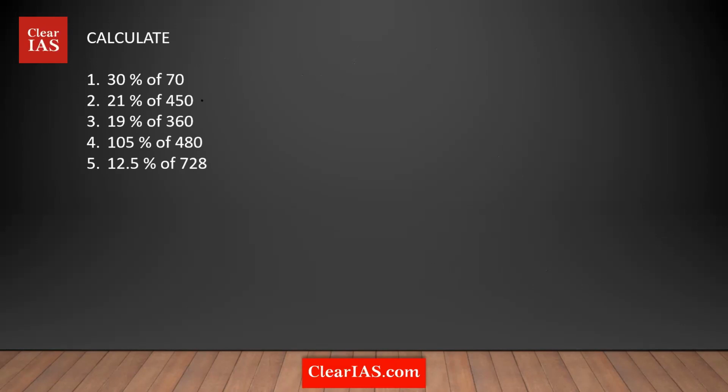Okay. So second question, let's take the second one. 21% of 450. So you can do 21 by 100 into 450 and cancel out. I'm not saying it's wrong, but it may take some time to find the common terms and cancel it. Instead of that, let's try to use the 10% rule here. So what is 10% of 450? So 21% I can write as 2 into 10% plus 1%. All of you agree with that, right? 2 into 10% plus 1%.